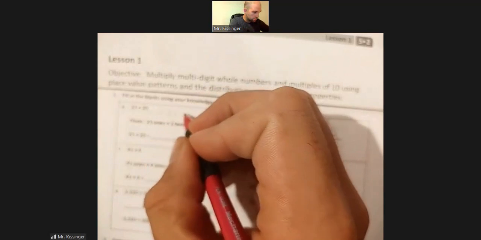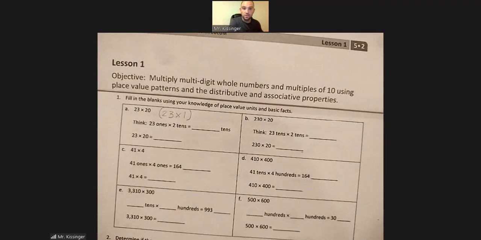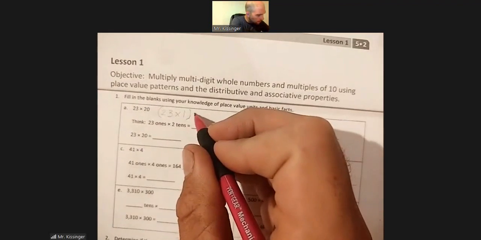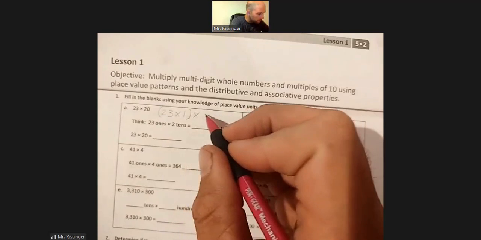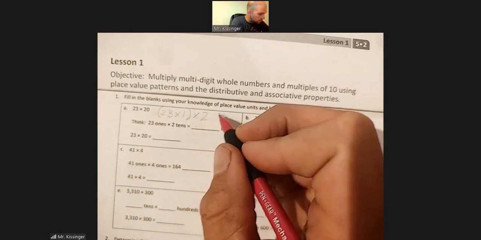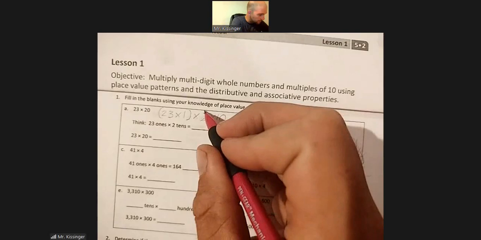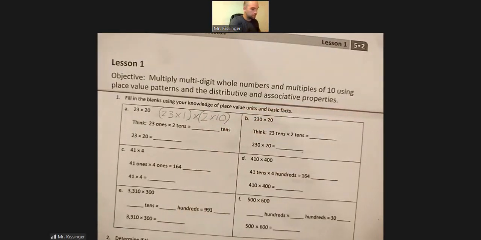So we'll take 23 ones, which we could also express as 23 times 1. And we're going to multiply by 20, which is 2 tens, or 2 times 10. Now, let's make things a little bit easier for us.